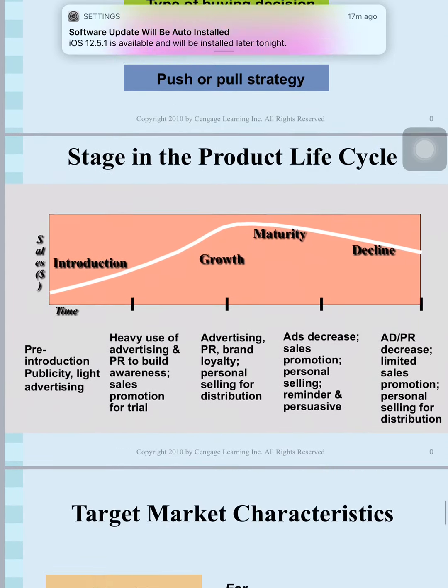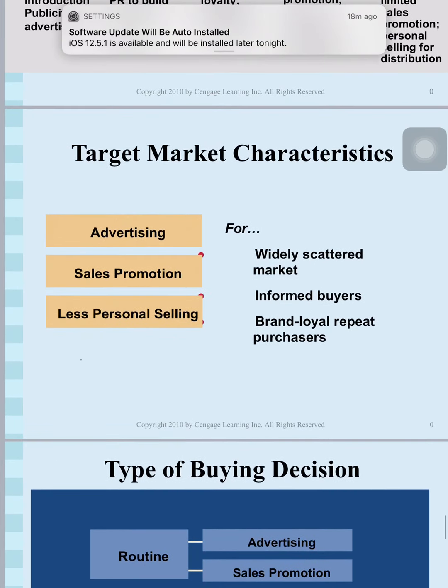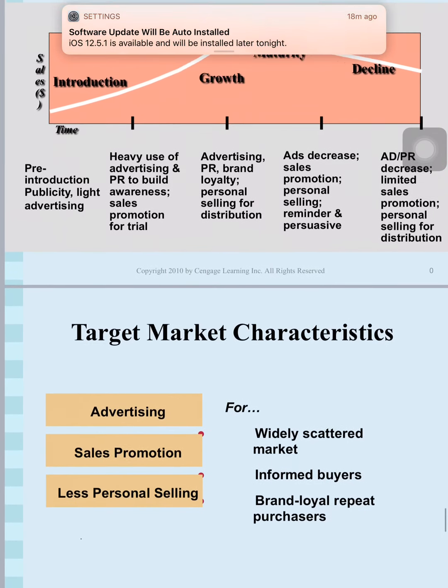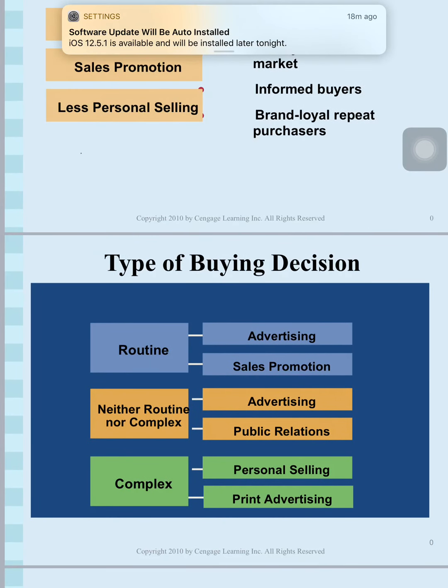And then target market factors. Okay, with target market characteristics, you can use advertising, sales promotions, and less personal selling. Okay, for a widely scattered market, of course you go for advertising, to inform the buyer, and sales promotions. Okay, and then brand loyal repeat purchase. Okay, you use less personal selling because they are repeat purchasers. Okay, so it also depends on the target market characteristics. You have to consider which elements of the promotional mix you should choose. And then types of buying decision.